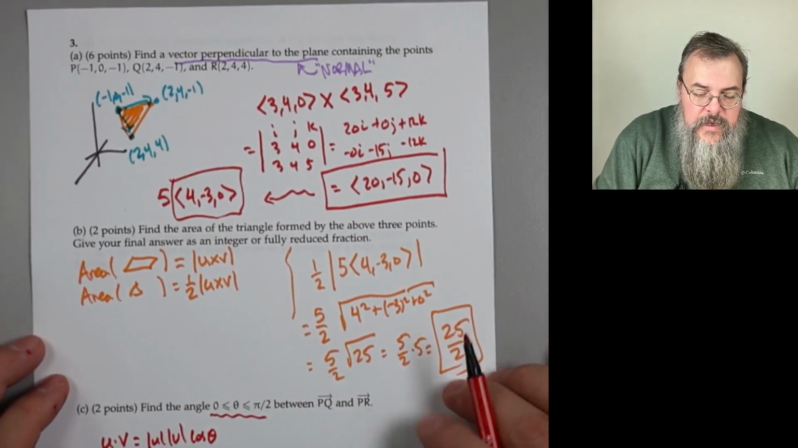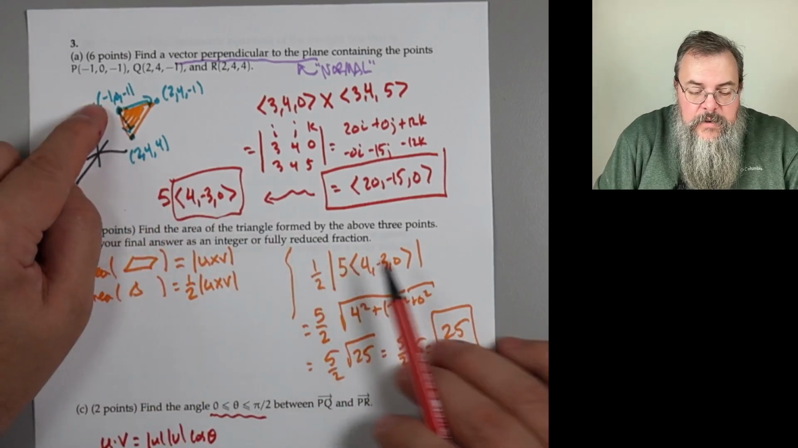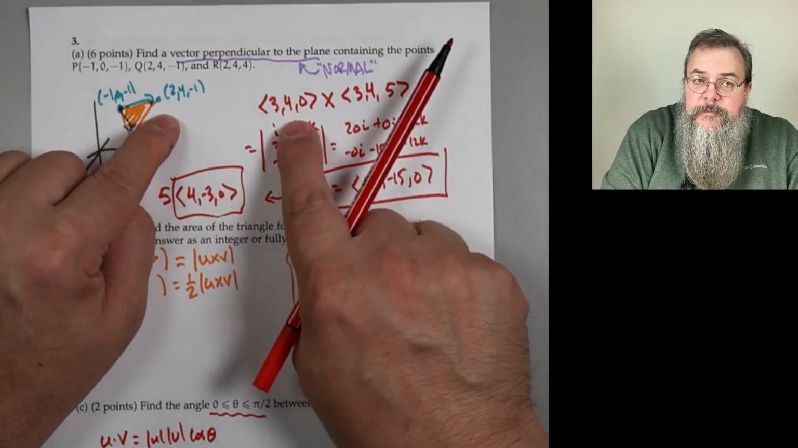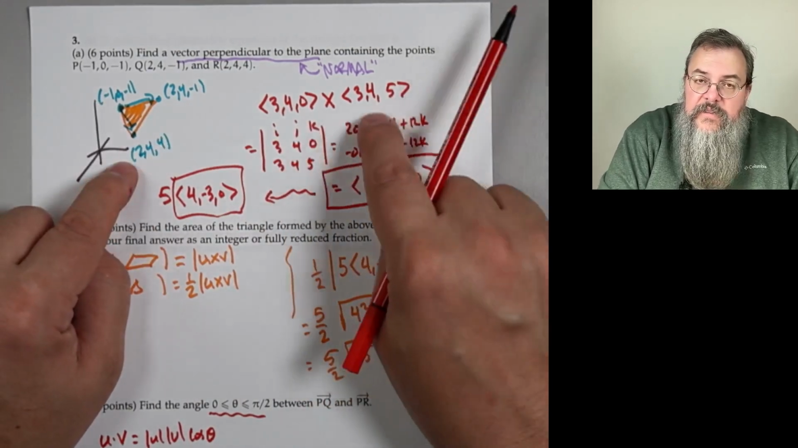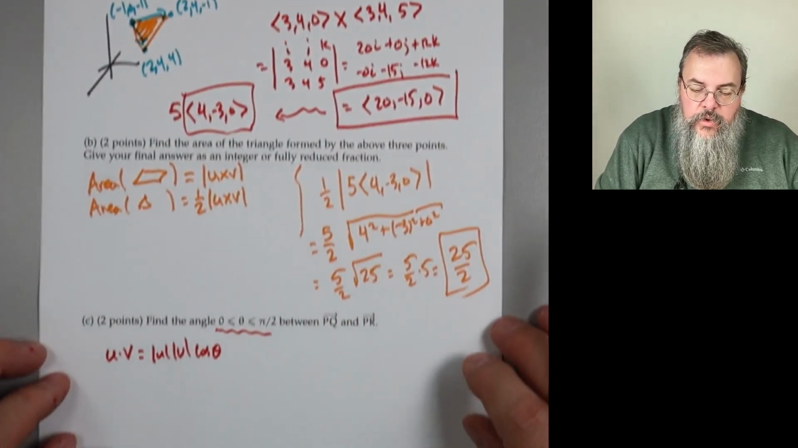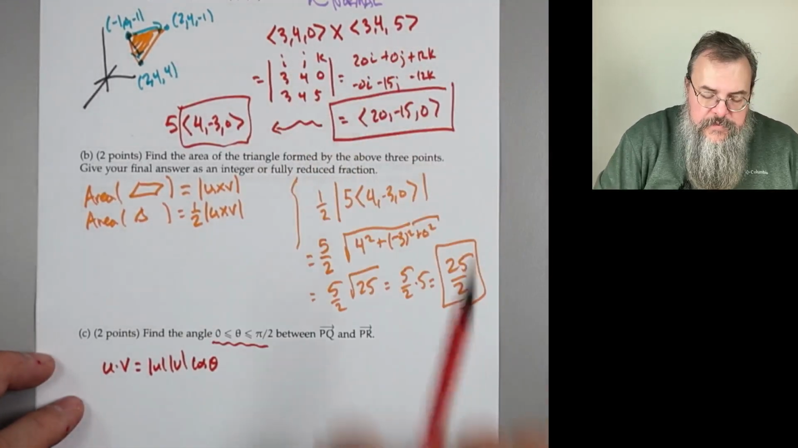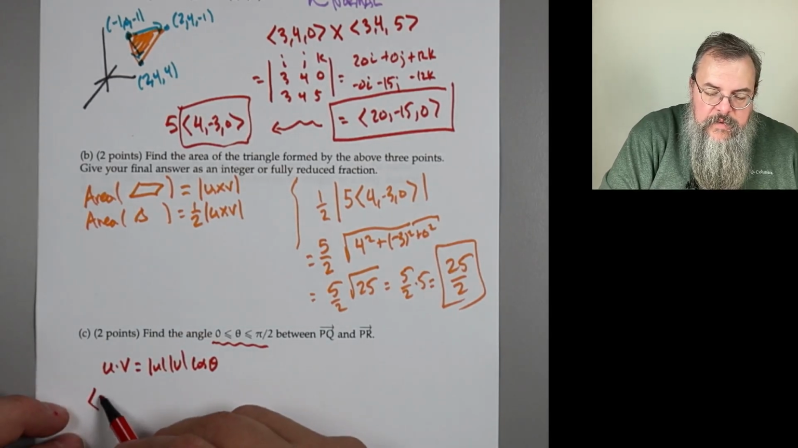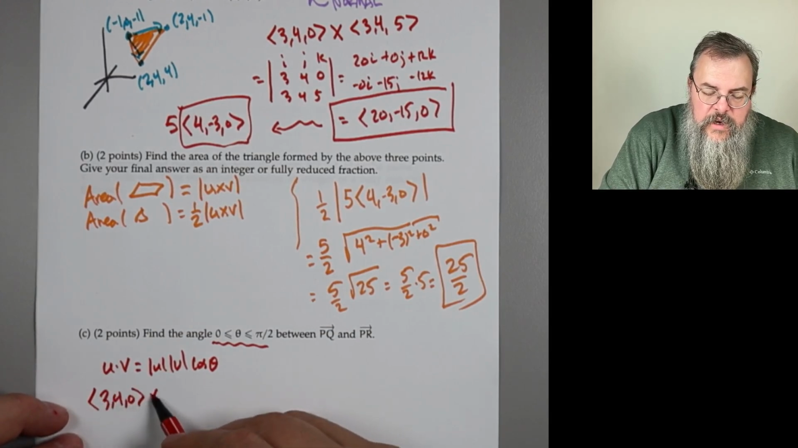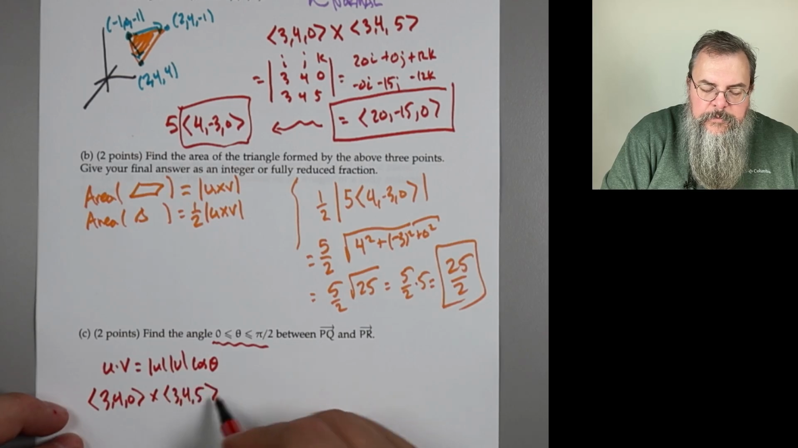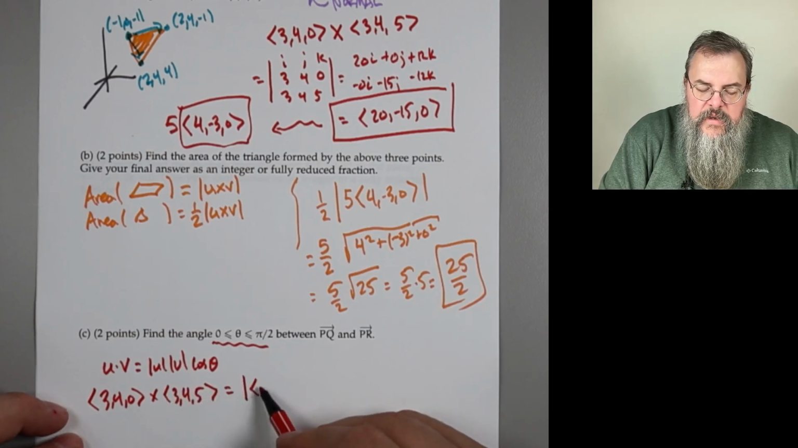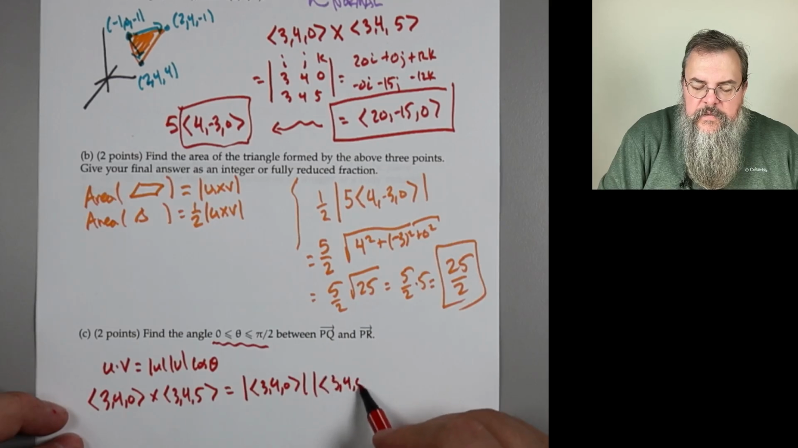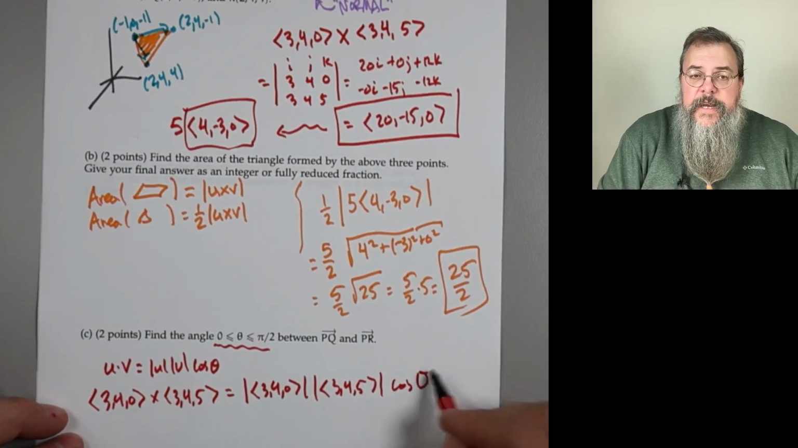Where, if you look, this was our point P, and then we had our point Q and our point R. So PQ was that vector. PR is that vector. So we have our PQ and our PR, we'll have it there on the screen. And so what we're going to do is take (3, 4, 0) dot (3, 4, 5). And that's got to be equal to the magnitude of (3, 4, 0) times the magnitude of (3, 4, 5) times cosine theta.